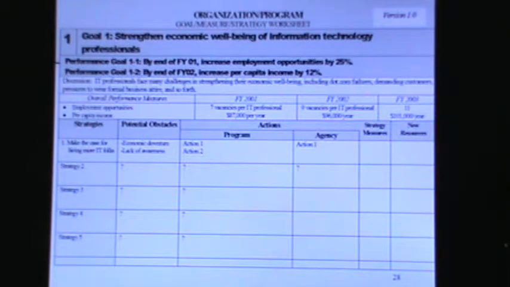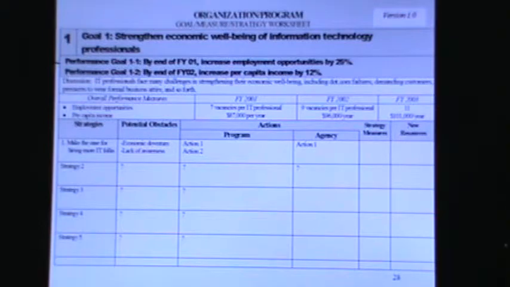And there's a little discussion space in there to say, well, IT professionals face a lot of challenges in strengthening their economic well-being, including .com failures and demanding customers and pressures to wear formal business attire and so forth. Now, I made this up. It's intended to be kind of funny. And so we come down and look at the overall performance measures, and we wanted to measure employment opportunities and per capita income. We see in fiscal 01 that we have 7 vacancies per IT professional, and they make $87K. So in fiscal 02, the objective is 9 vacancies and $96,000 a year. And fiscal 03, it's probably 11 vacancies and $101,000 per year.